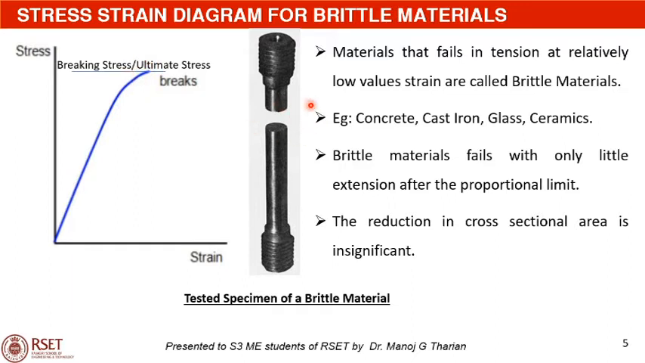Here, this figure shows the tested specimen of a brittle material. We note here the absence of necking of the specimen and observe that rupture occurs along a surface which is perpendicular to the load. Thus, normal stresses are primarily responsible for the failure of a brittle material.